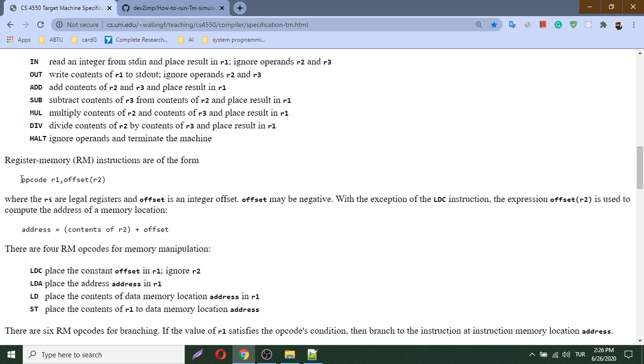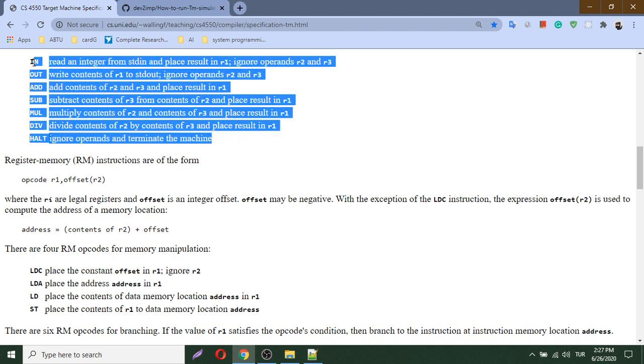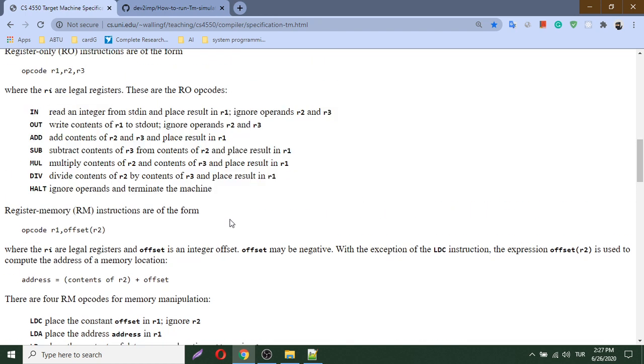It is written like this, in this form, and what we do, it says place the constant offset in R1. So you put offset to R1 and you ignore R2. Right now we don't care about R2, so just know about this LDC, and with LDC we will do those instructions. So let's go to our sample.